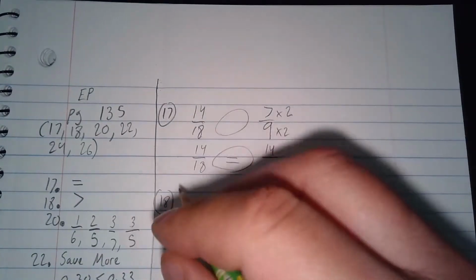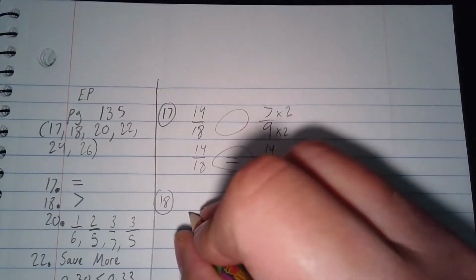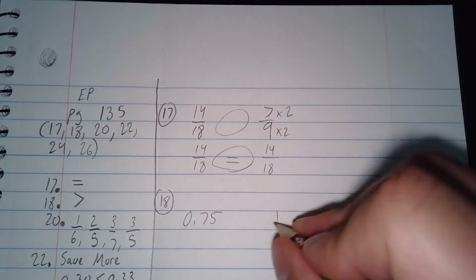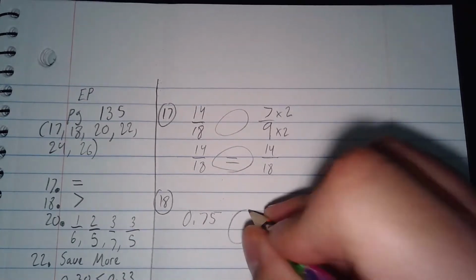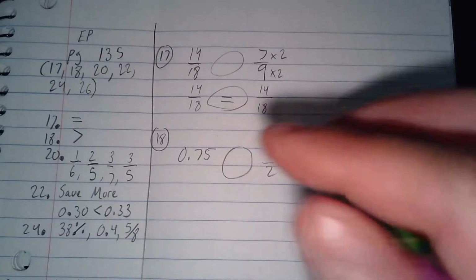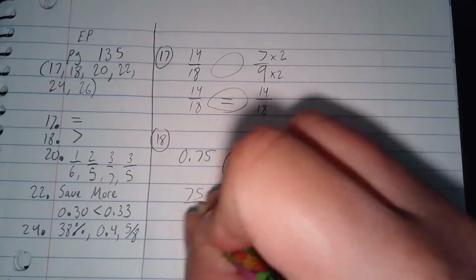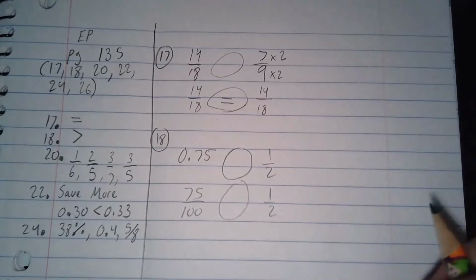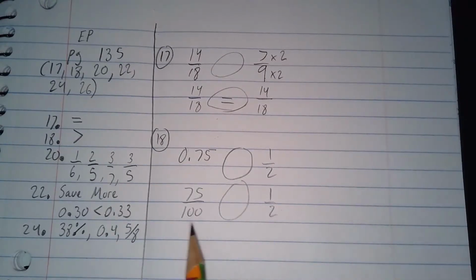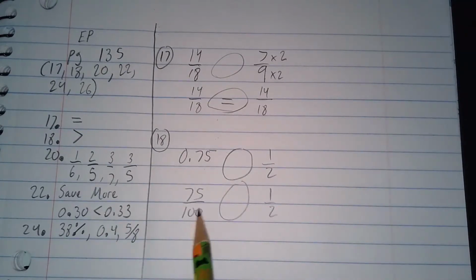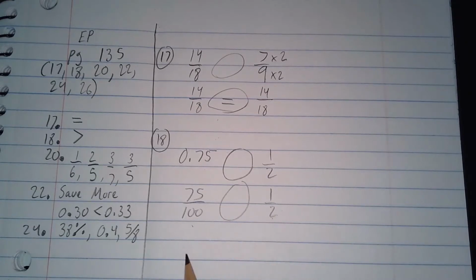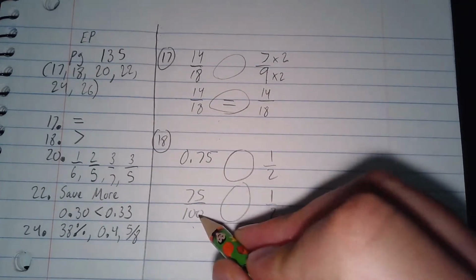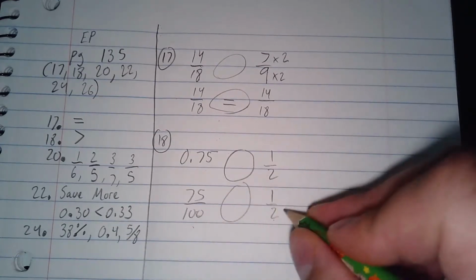Okay, number 18. We have 0.75, or 75 hundredths, and we're comparing it to 1/2. Again, I like working with fractions. That's 75 hundredths, 1/2. I have two choices here. I can simplify this, or I can scale up to get a common denominator of 100. It's your choice. If I simplify this, I know I'll get 3/4, and I have to scale up anyways. So let's get to this anyways.